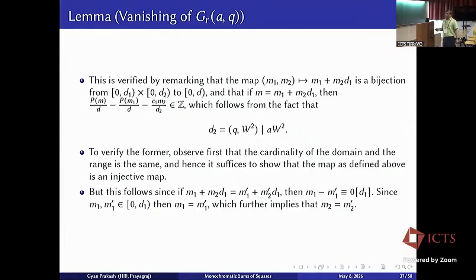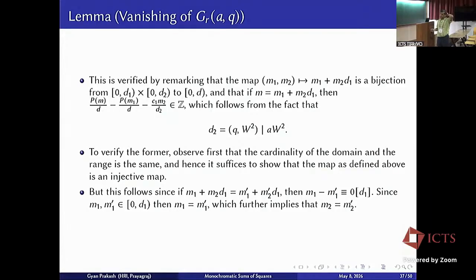And then once you know that, to verify that this is a bijection, since the domain and the range have the same number of elements, D is equal to D1 into D2. Sorry, I did not write. Yeah, D is equal to D1 into D2. So the domain and the range have the same cardinality. Therefore, if I know that it is injective, then it is bijective.